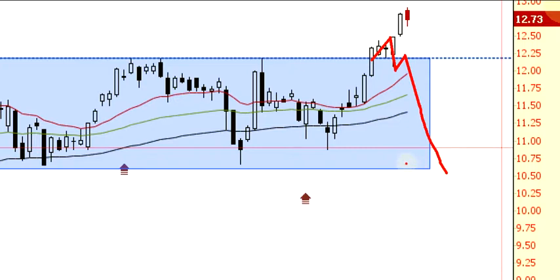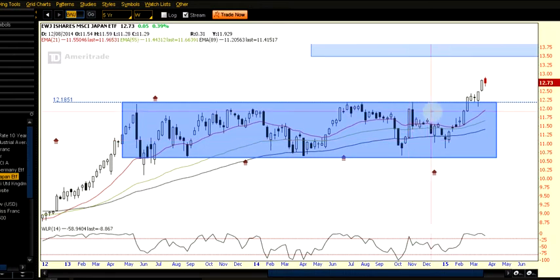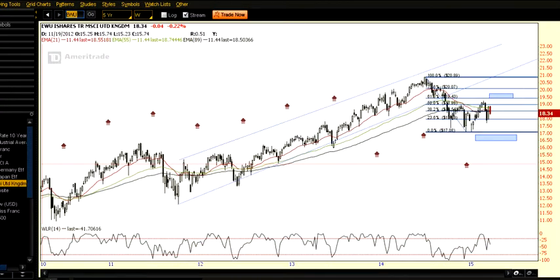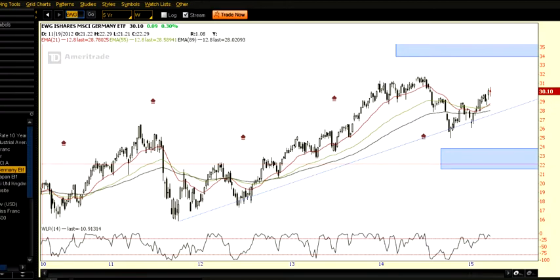So Japan is in a breakout mode, and I would say it's going higher. The UK, we've already talked about the UK. Did we talk about Germany? Yeah, we talked about Germany. All right, let's go look at the US dollar real quick.